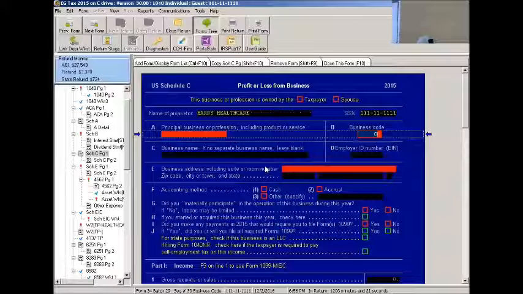And then they ask a question, if you started or acquired this business this year. Did you make any payments in 2015 that would require you to file Forms 1099? Backing up, previous question. What do you think they're asking that for? You have the employees? No, the one about if you started or acquired the business this year. Yeah, to start the clock on what? The 3 of 5. Yep, okay. All right.